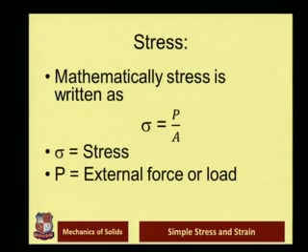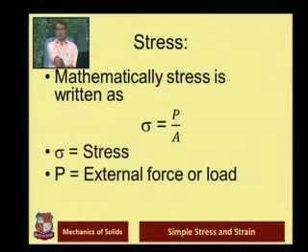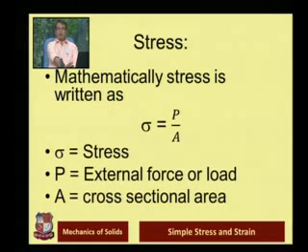P is the external force or load applied on the object, and A is the cross-sectional area upon which the force is applied. So this is the mathematical equation to find the stress. So stress depends upon two values: the applied load as well as the area on which it is applied.